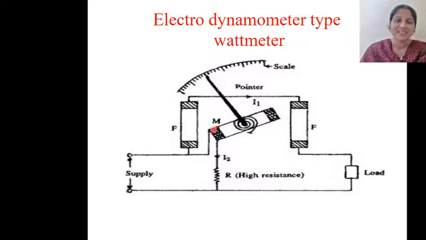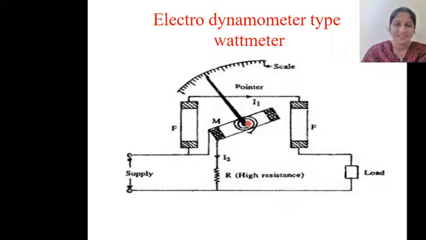Here the deflecting torque is produced because of the interaction of two magnetic fields. There is a force, and because of that force, a torque is produced. That torque is the deflecting torque. The controlling torque is produced by the spring, so spring control torque is used. And damping, you need to stop the oscillations. That damping is provided by using air friction damping here. Okay, this is about the working principle.